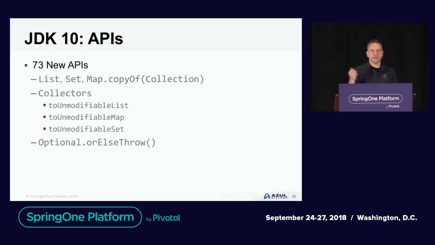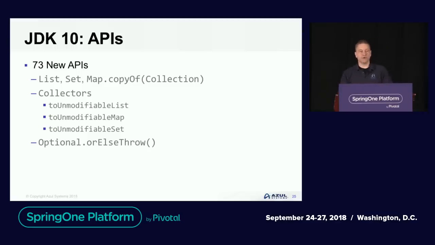73 new APIs I counted up in JDK 10. Several of these are around the idea of immutable or unmodifiable collections. So list, set, and map all have a copyOf method now, which takes a collection and returns an unmodifiable equivalent of that collection. Related to that is the idea of the collectors for the streams API, and there are 3 new collectors which will generate a collection which is unmodifiable from your stream.